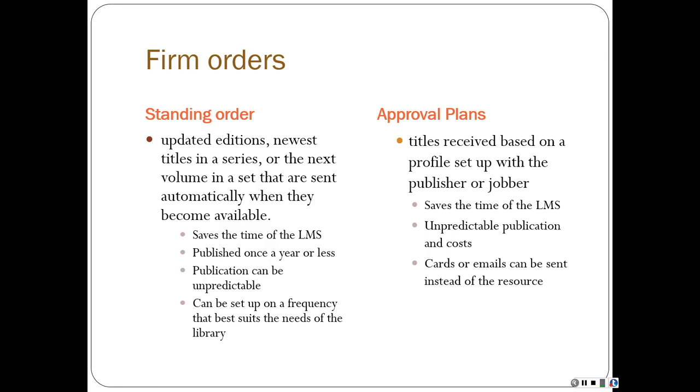Approval plans are another type of firm order. They are profiles set up with a vendor from which resources that fit the profile are sent. After the library receives the item, the library media specialist determines whether or not they want to keep them. The LMS pays for the titles they keep and sends back the titles that they don't keep. The library is billed at the point of shipment, but credited when titles are returned. If the profile is set up well, very few resources will need to be returned because they don't fit the collection development plan or the library's needs.